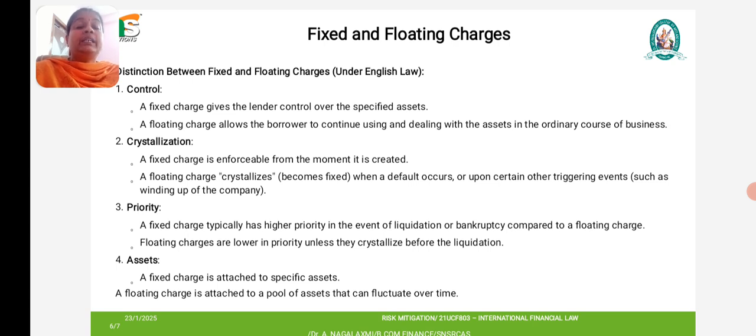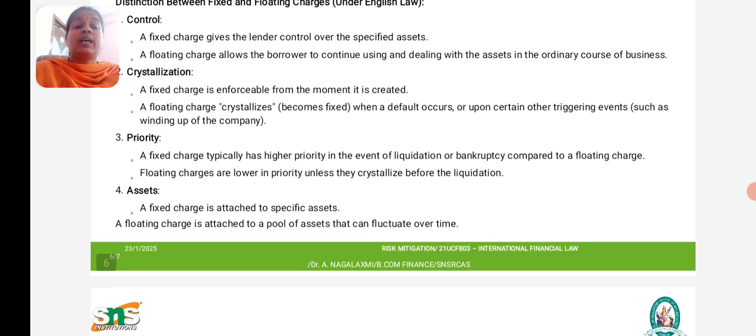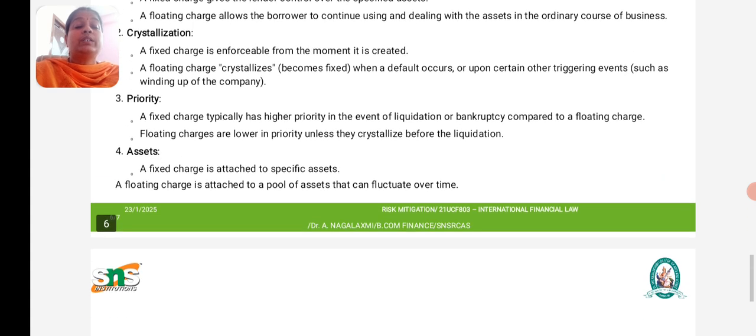Priority. A fixed charge typically has a higher priority in the event of liquidation and bankruptcy compared to a floating charge. Floating charges are lower in priority unless they crystallize before the liquidation. Asset. A fixed charge is attached to a specific asset. A floating charge is attached to a pool of assets that can fluctuate over time.